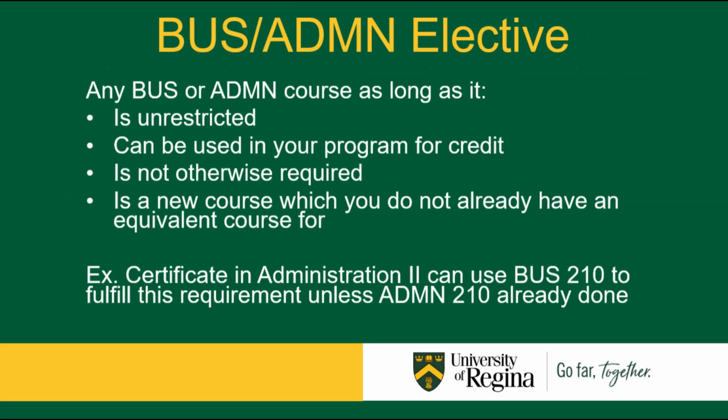A business or administration elective is any credit course that starts with the letters BUS or ADMN as long as it is unrestricted and not otherwise required for the program. BUS and ADMN courses are considered equivalent, meaning BUS 100 and ADMN 100 would count for the same credit in your program. An example of a BUS or ADMN elective would be BUS 210 for the Certificate in Administration Level 2.